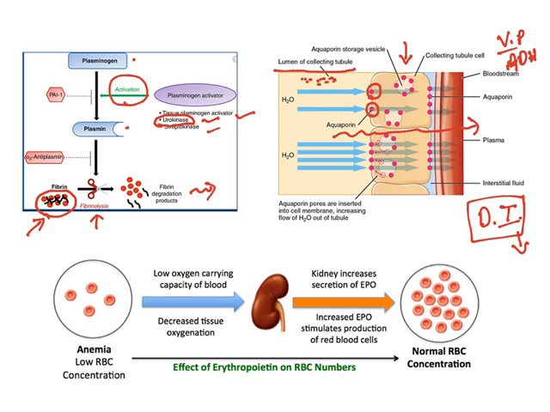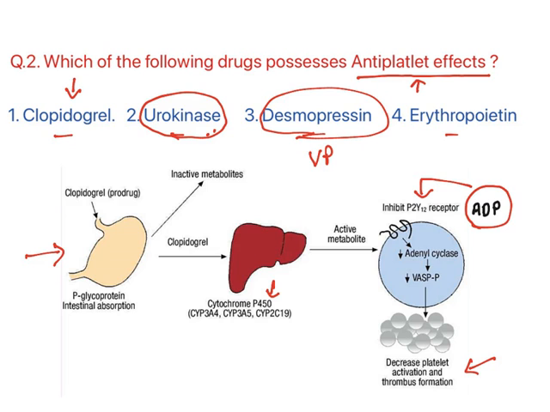The problem with vasopressin is, as the name indicates, it presses blood vessels and increases blood pressure. To avoid that, Desmopressin is made. Desmopressin is an analog of vasopressin which increases water reabsorption with less vasopressor activity. So Desmopressin is used to treat diabetes insipidus.